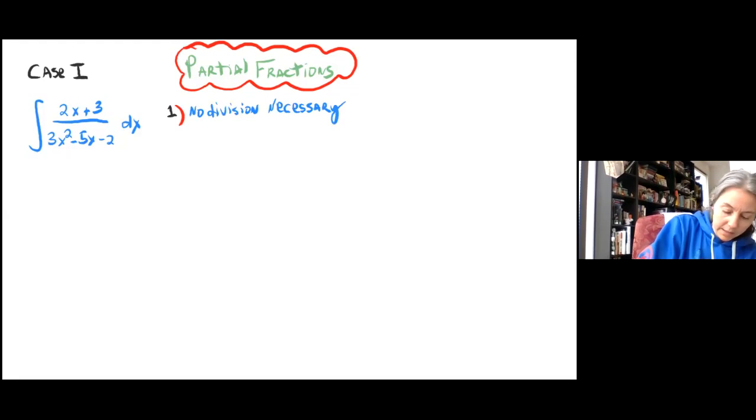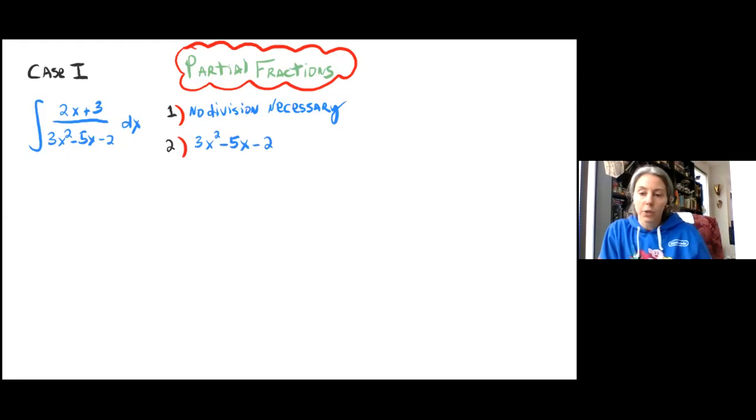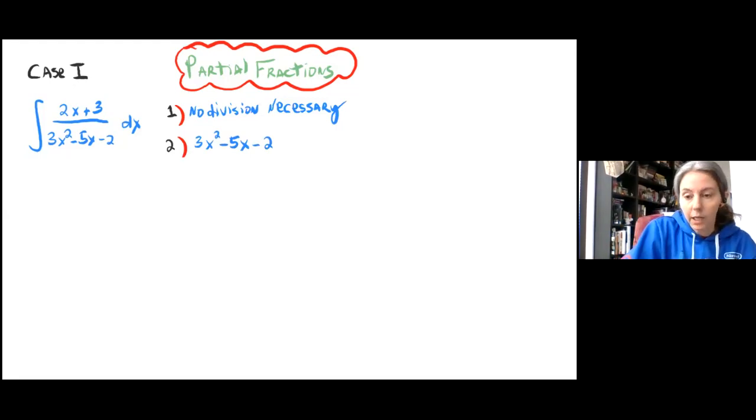Now, the next step is to factor the denominator. So we want to factor 3x squared minus 5x minus 2. So this is going to factor into 3x plus 1 times x minus 2.